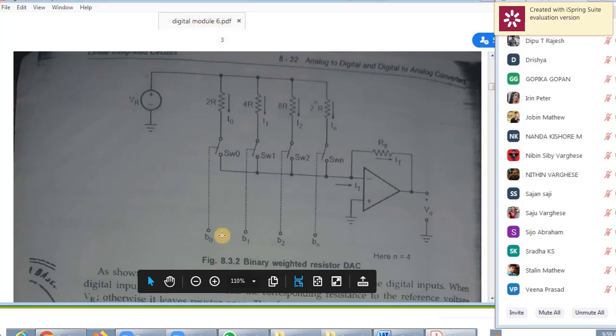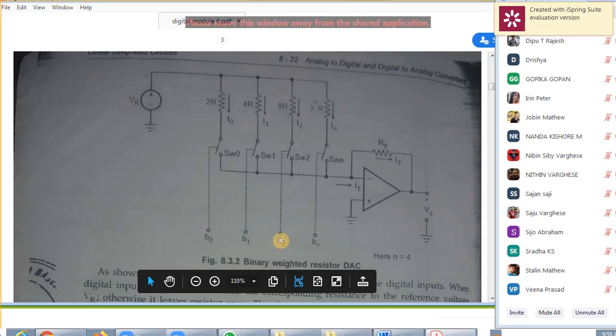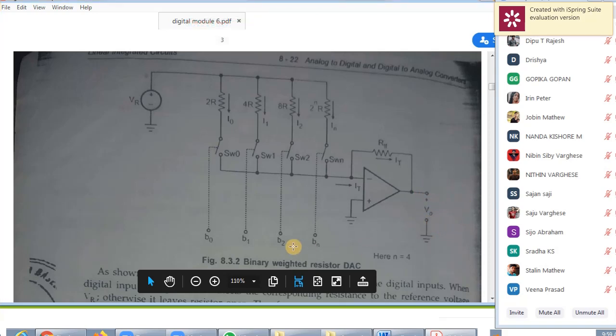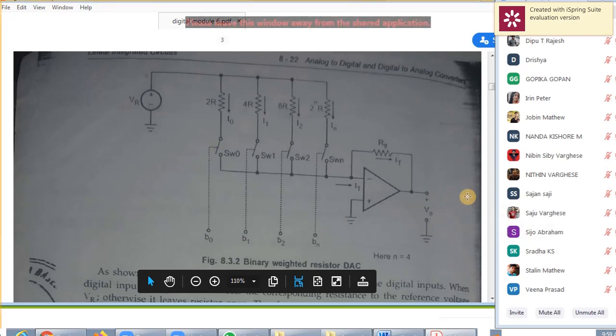So in this diagram, this is the input, B0, B1, B2 up to Bn. It is a digital input. Digital input means either we can give 0 or we can give 1, similarly for B0, B1, B2 up to Bn. And V0 is the output. Here we are giving a digital input and taking an analog output value.